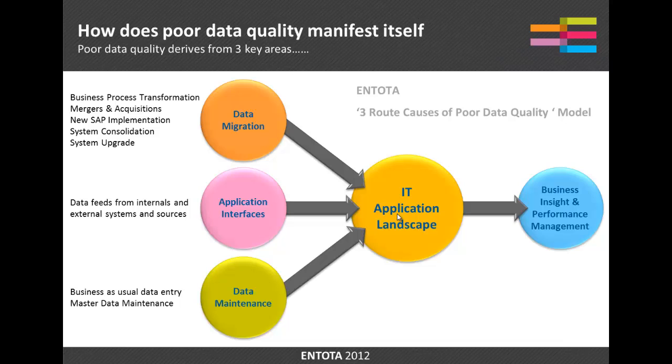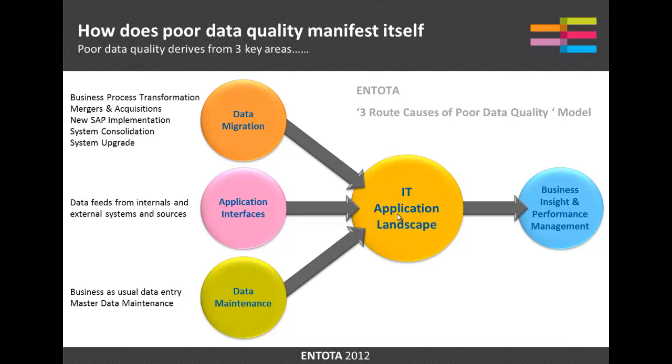The data migration area, that could be through a true data migration, i.e. we're moving from a source application to a new target landscape. This could be through business process transformation, it could be a merger and acquisition, it could be a new SAP implementation, so you're actually implementing a new system or a new country is coming online within your existing SAP landscape. System consolidation or system upgrade could also be a trigger for that data migration effort.